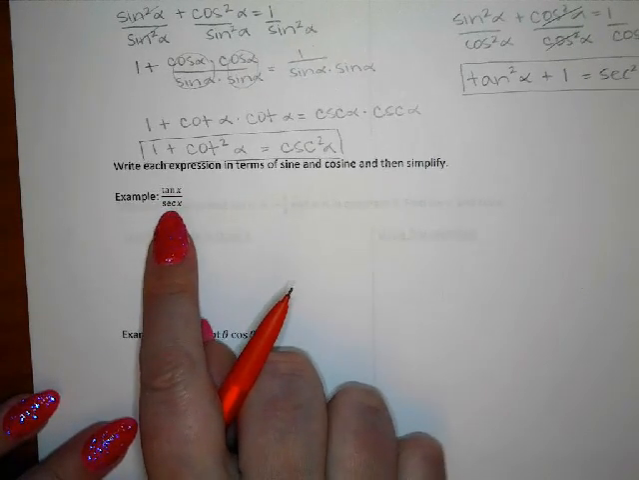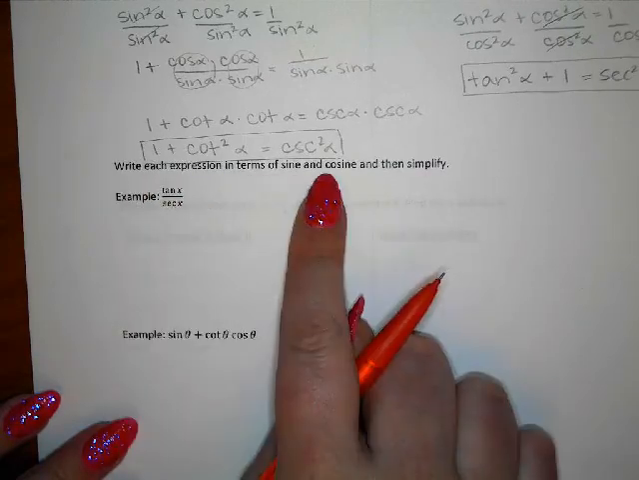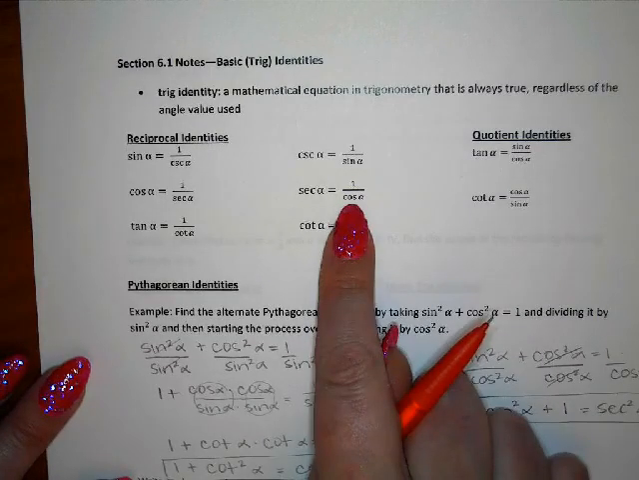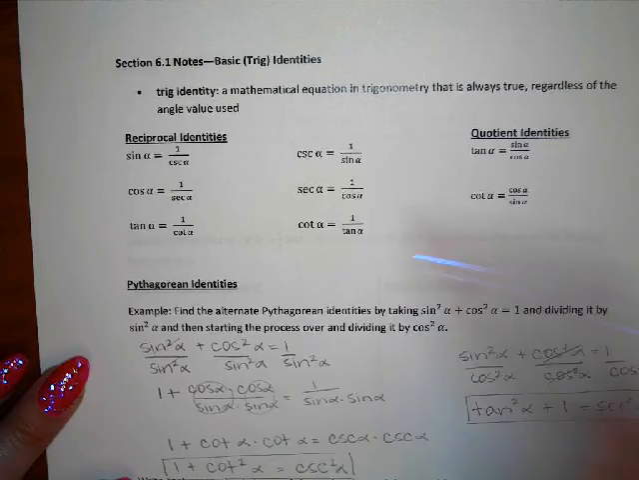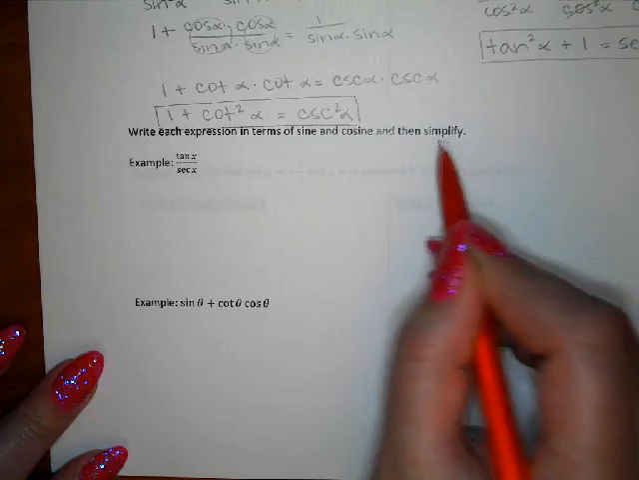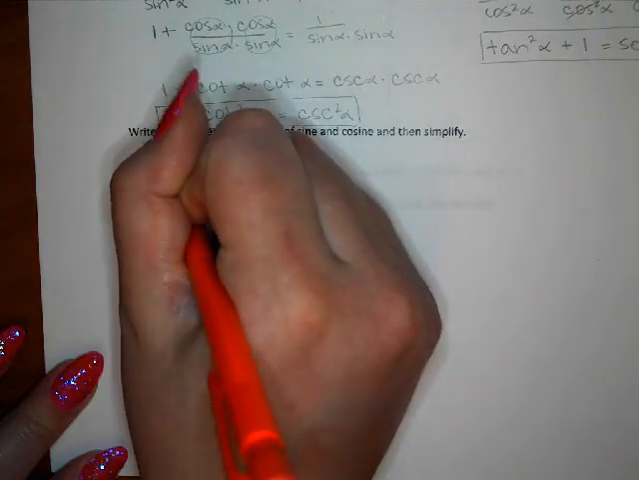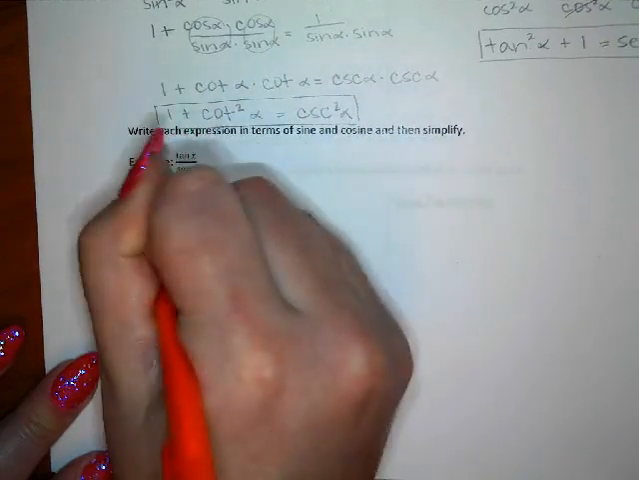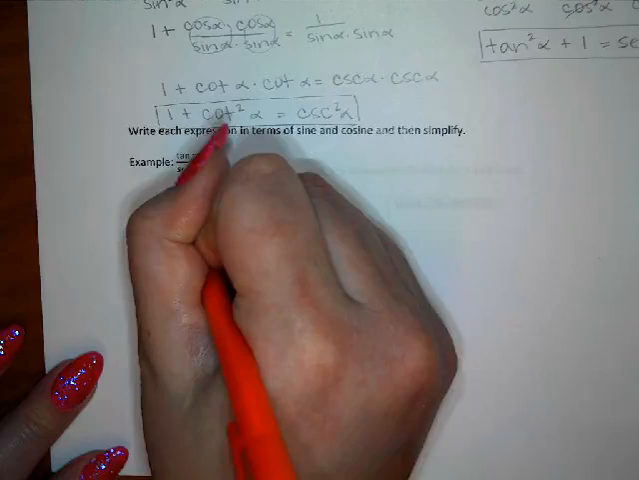So here it says tan divided by secant, and they already told us in the instructions that we should write everything in terms of sine and cosine. So I'm going to go up here. I know that secant can be rewritten as 1 over cos, and I know that tan can be rewritten as sine over cos. And so that's what I'm going to do. I'm rewriting the problem in terms of sine and cosine, and then I'm just going to use math to simplify. So tan is sine divided by cos. On the bottom, I have secant, which is 1 divided by cos.